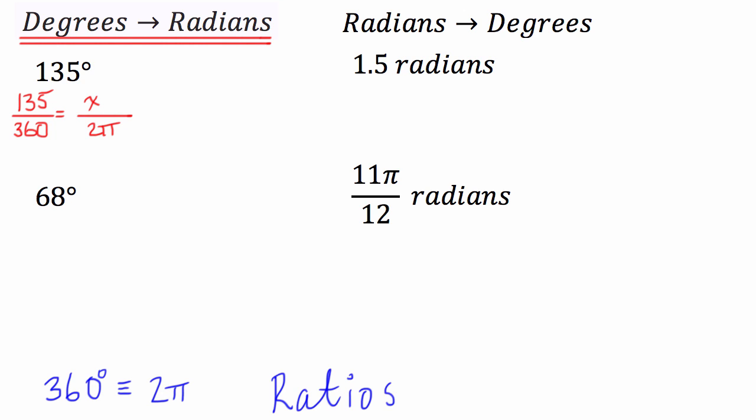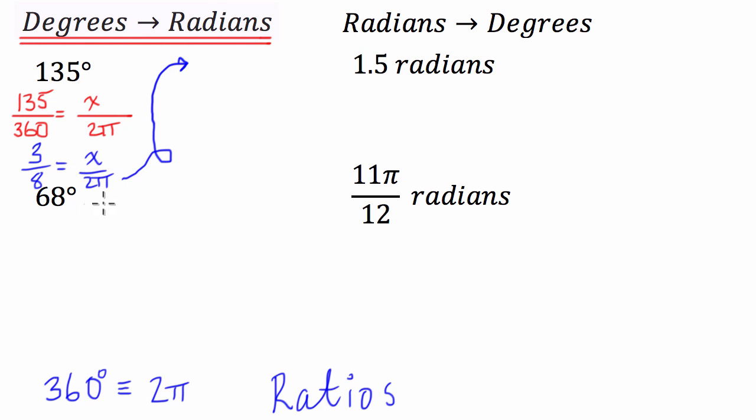So what I then do is I can simplify this. I know that 45 goes into both of them. So I can say, well, 45 goes into 135 3 times. And 45 goes into 360 8 times. And that's equal to x over 2 pi.